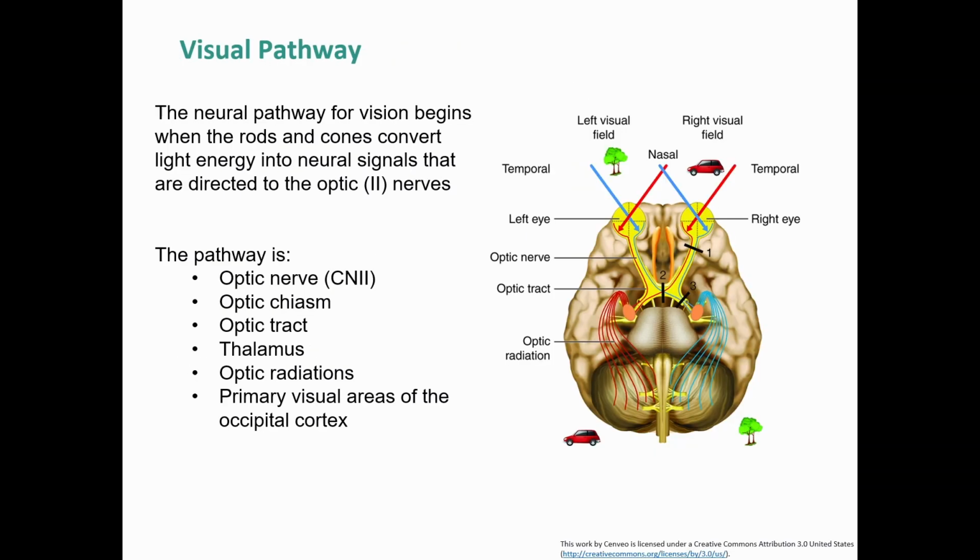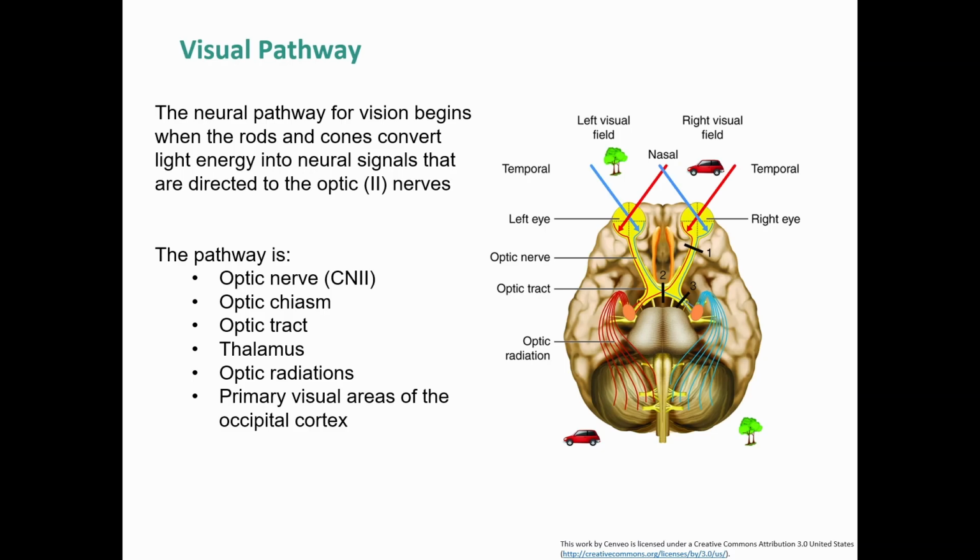So what's this pathway look like, right? We kind of mentioned, okay, here's some cells, here's some neurons that take us from the retina onward, but what's the actual pathway, right? When we take these rods and cones and we convert this light into a neural signal that travels through the optic nerve. So we get to the optic nerve, then what, right?